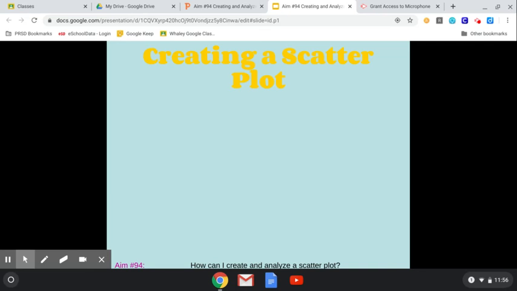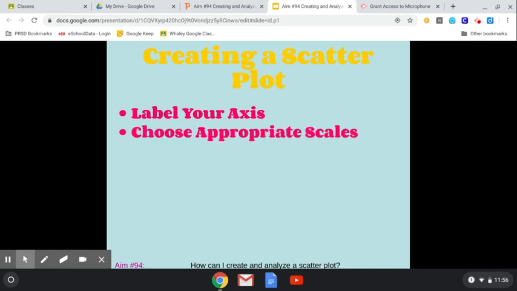All right, so today we're going to be creating a scatter plot. A couple things I want you to keep in mind as we create our scatter plots today. First is we're going to create some axes, and we're going to label our axes. Really important that we do that so we know which variable is being shown on each one. After we've created our axes and we've labeled them, then we're going to need to choose an appropriate scale. And this is probably going to be the hardest part of today's lesson, determining what would be an appropriate scale for the numbers that we have.